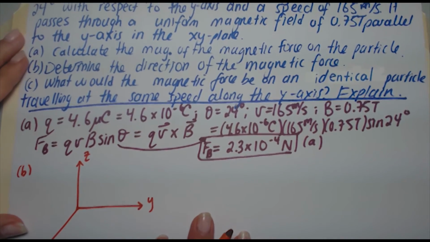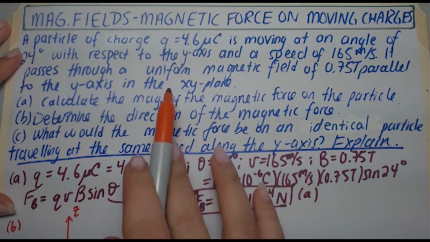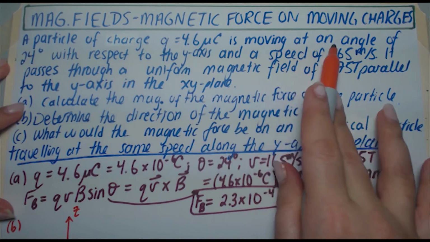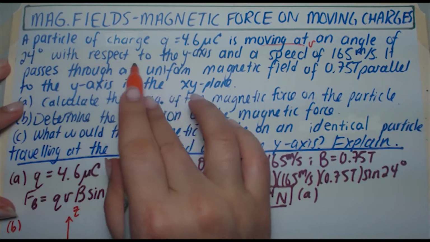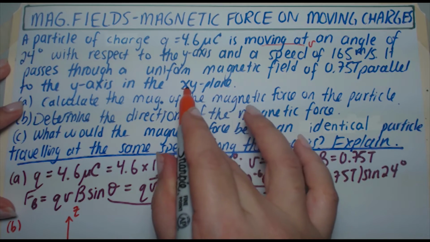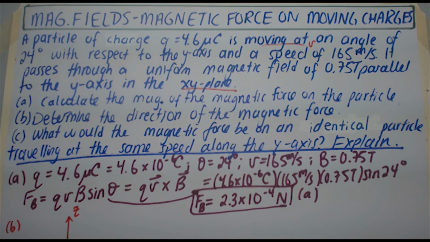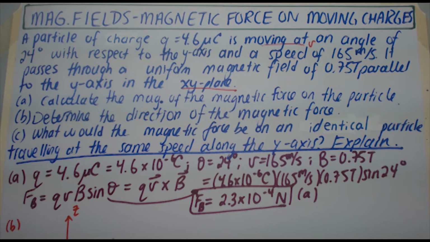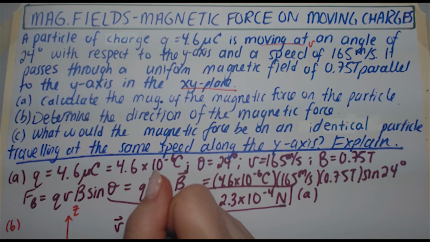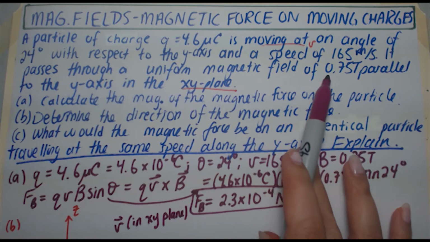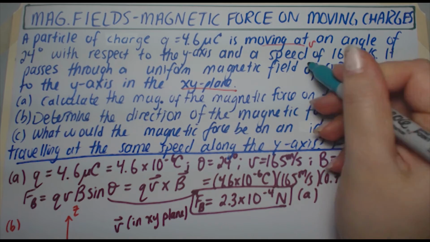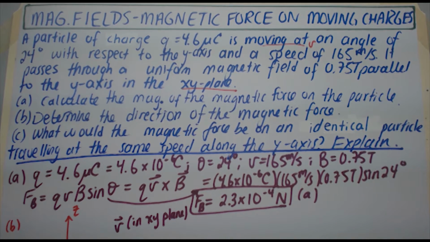Let's draw what we're told. The charge is moving at, and this is referring to the velocity rather than the speed, an angle of 24 degrees with respect to the y-axis. Remember this is in the xy plane, so 24 degrees with respect to the y-axis is like this. Again, it's still in the xy plane, so that's V. What else do we know? We know the magnetic field of 0.75 Tesla is parallel to the y-axis, so B is essentially going like this. It might as well be the y-axis.